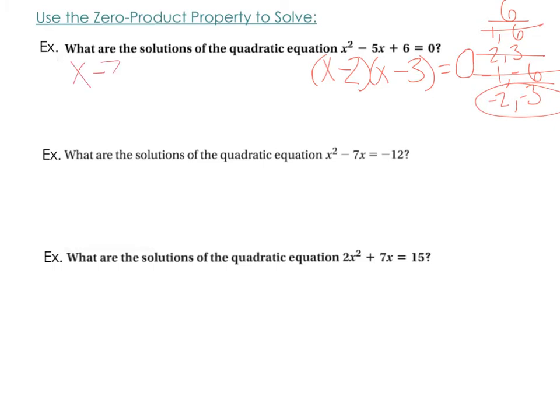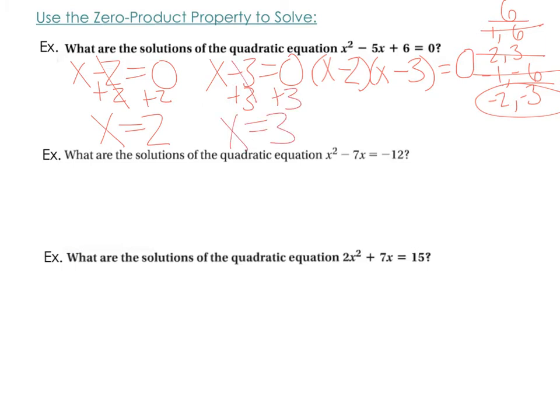So x minus 2 equals 0, x minus 3 equals 0. And these are just one-step equations. So I get x is equal to 2, and x is equal to 3.